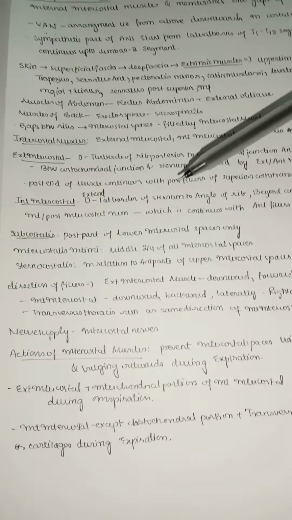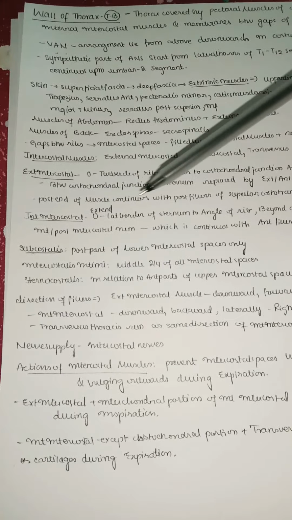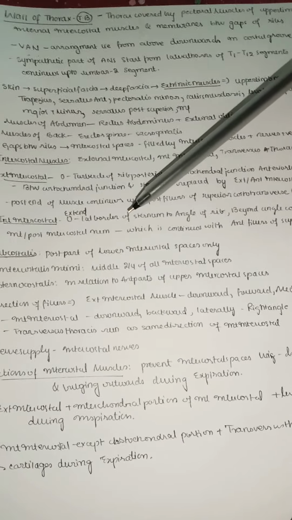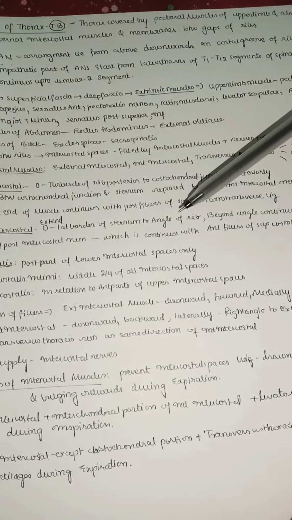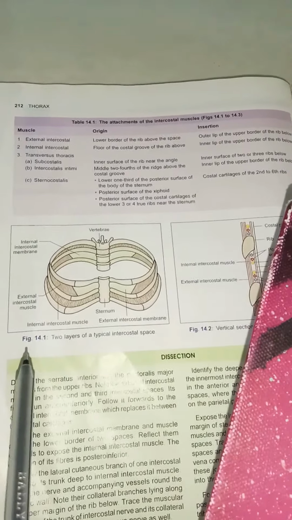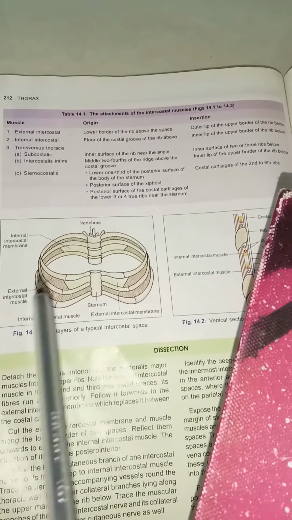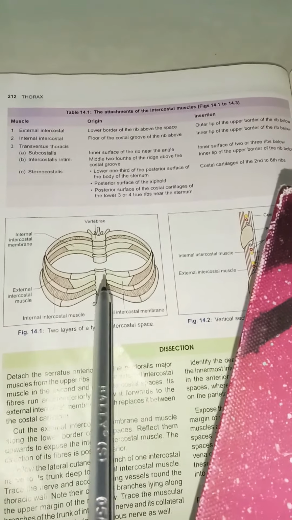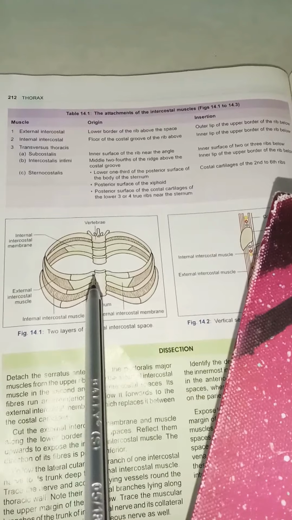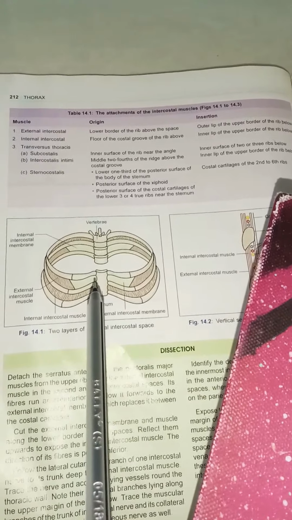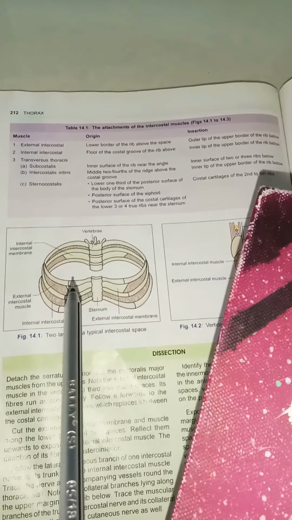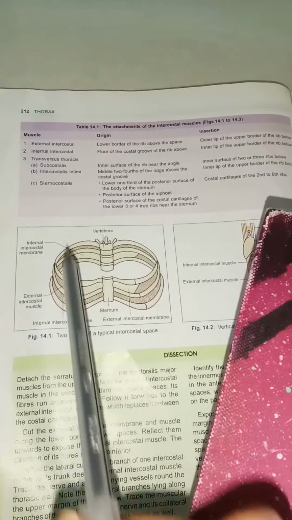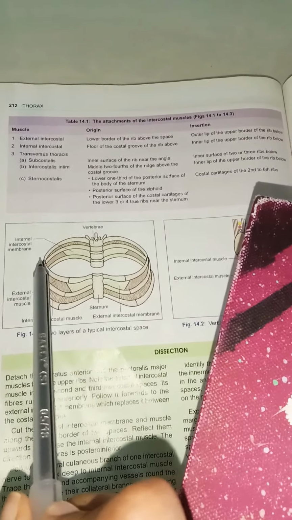Now let us see from where it extends. So you can see here the internal intercostal mainly extends from the lateral border of the sternum to the angle of the rib. So you can see this is the medial border of the lateral border of the sternum to the angle of the rib. So the angle of the rib will be here, right? To the angle of the rib.